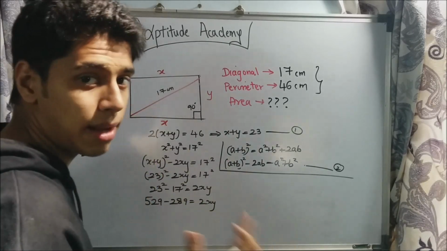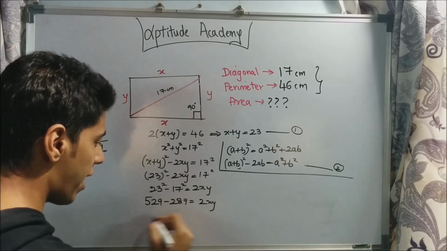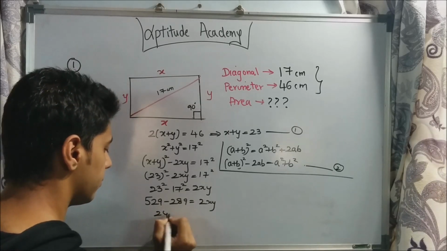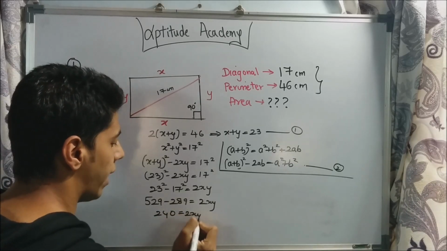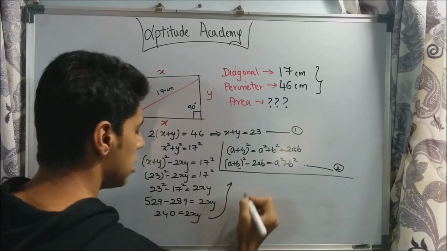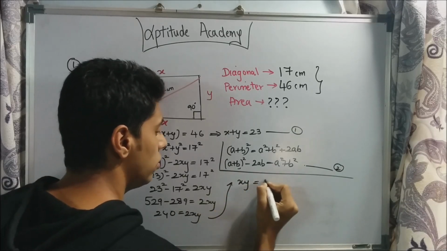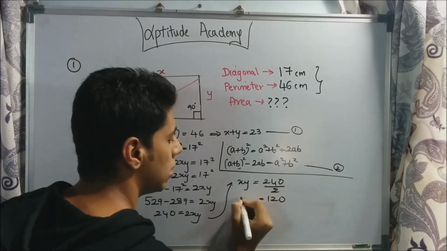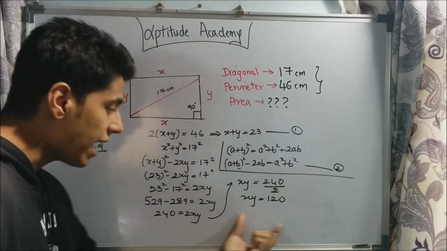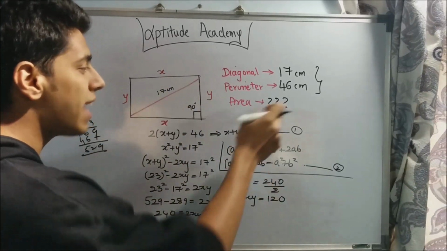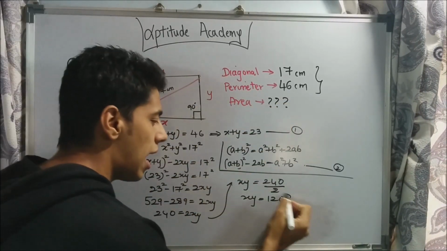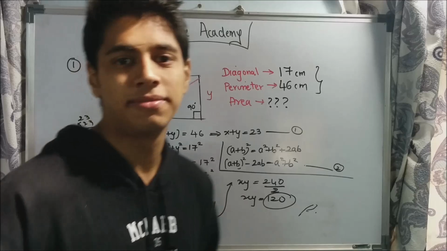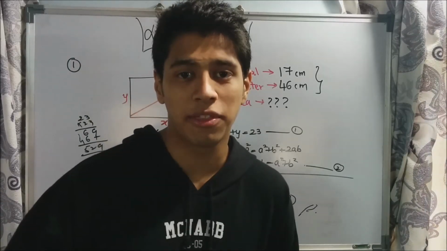Right? You need to know the squares up till 20 at least. Now, if you subtract this, you will get 240 is equal to 2xy. So I'll take it this side. So now I got xy is equal to 240 divided by 2. That is 120. Now xy is 120. But what is the area? X into y. So your answer is 120 itself. Alright, let's move on to problem number 3.